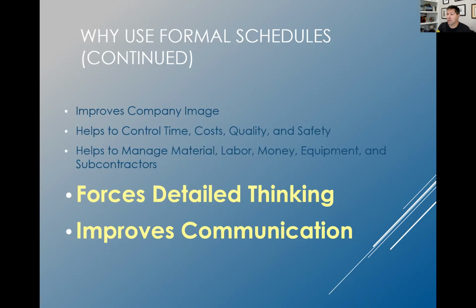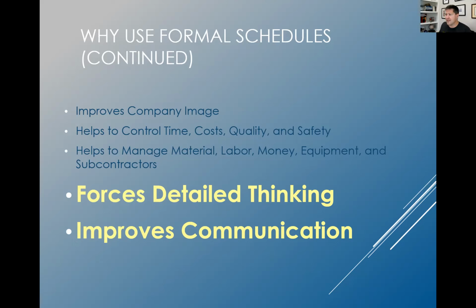It helps to control time, costs, quality, and safety for all the reasons we just talked about. A good, solid construction schedule or production schedule will make sure that people are on time, that you've ordered the material in advance, and that you are able to provide a safe working environment for everyone. Helps to manage material, labor, money, equipment, and subcontractors. We just talked about that.